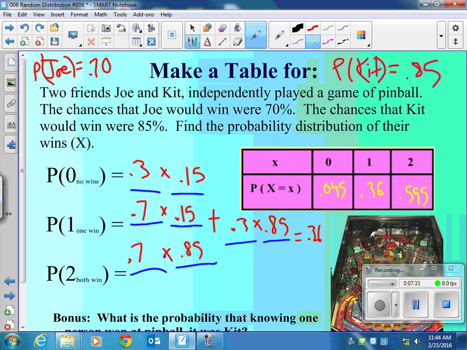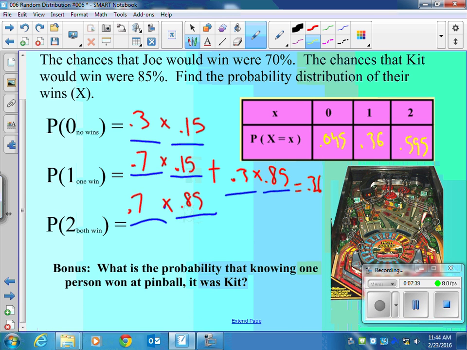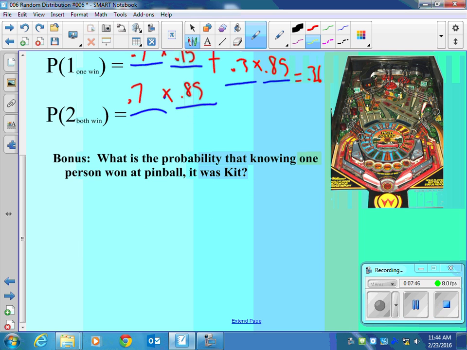How many had that for those 3? That's setting up a random distribution. On the IB test, I see this a lot. Give you functions and just analyze them. Little fun extra probability that knowing one person won, it was Kit. So you have a little conditional here.